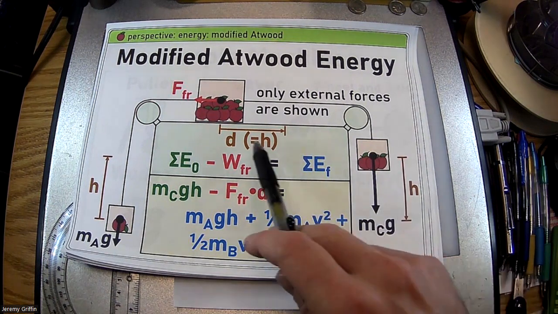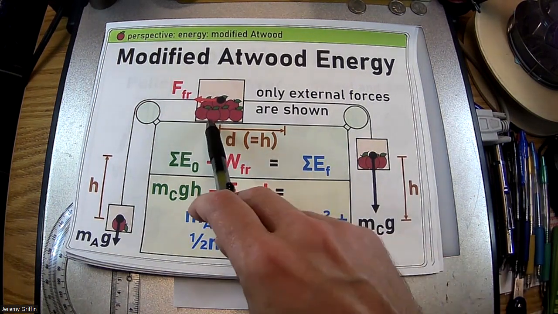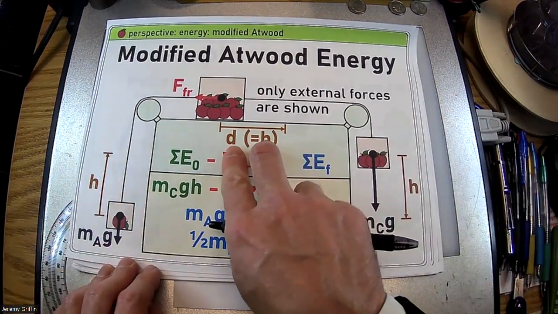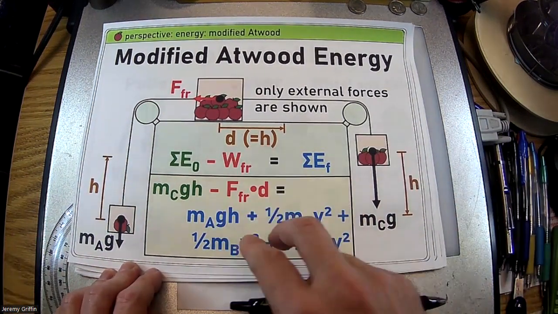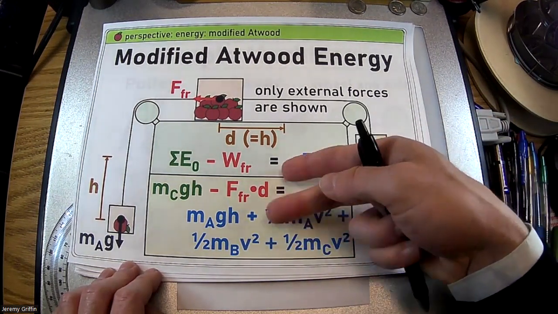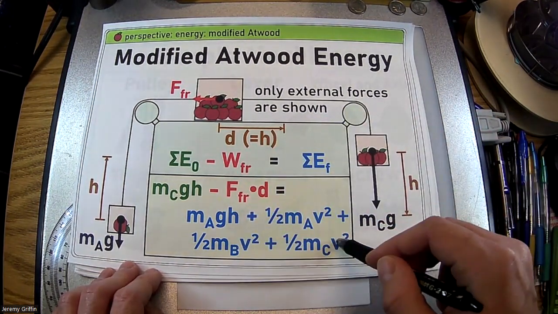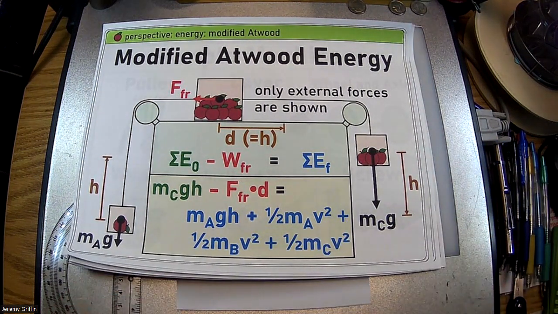I also see this D, this distance it slides, is equal to this height change for these 2 vertical moving blocks. They'll be the same, so that can help you, because that D and that H are the same. And also this V and this V and this V, they're all the same speed because they're all tied together on the same string.